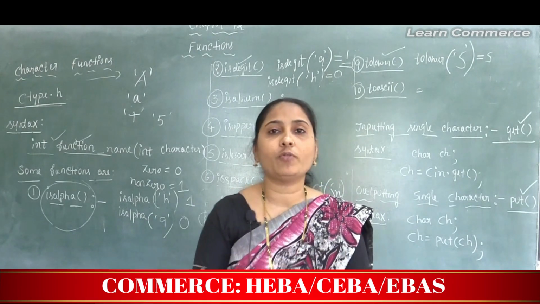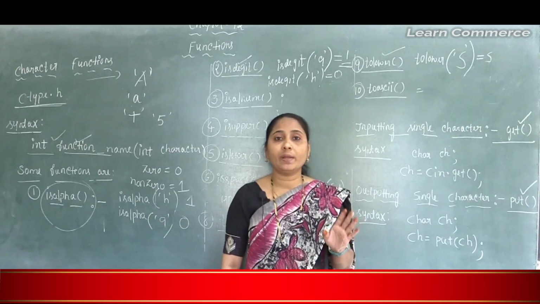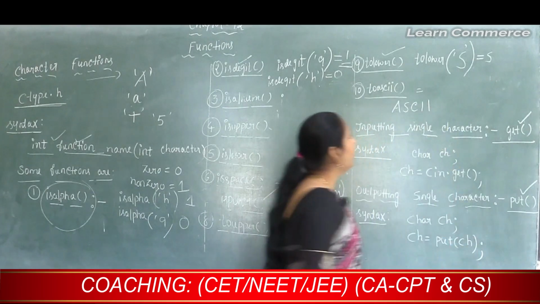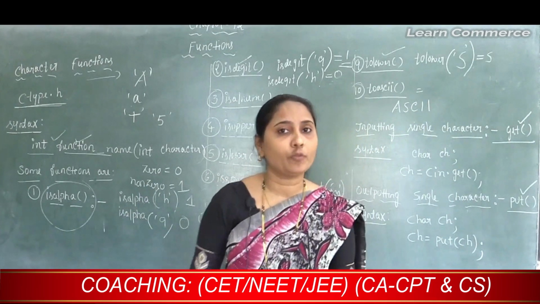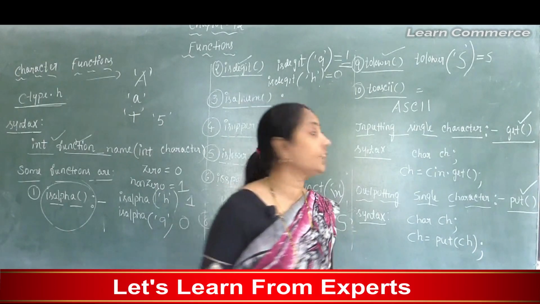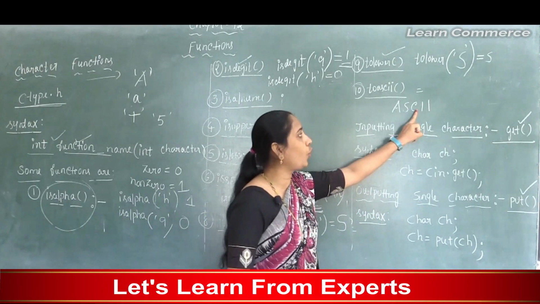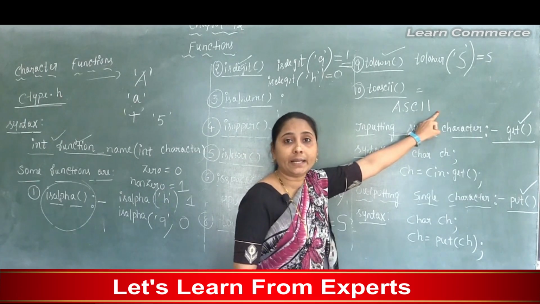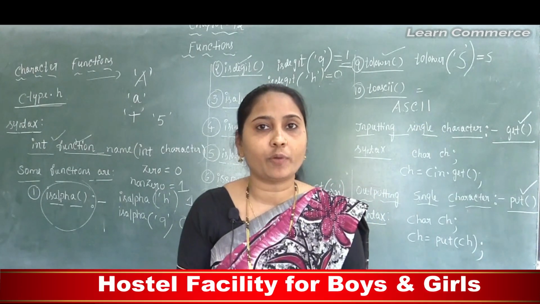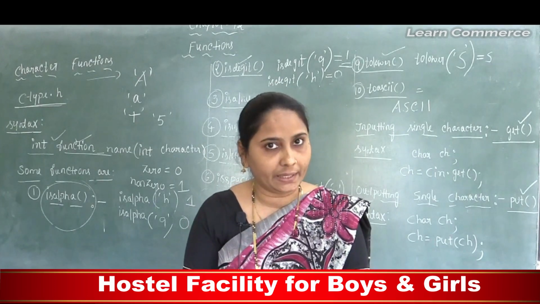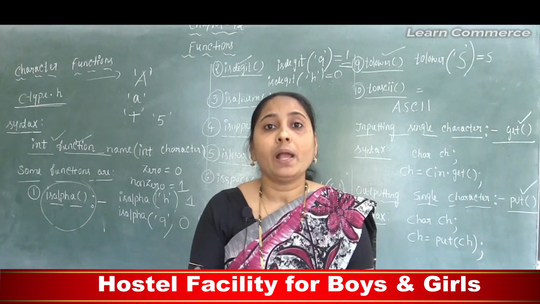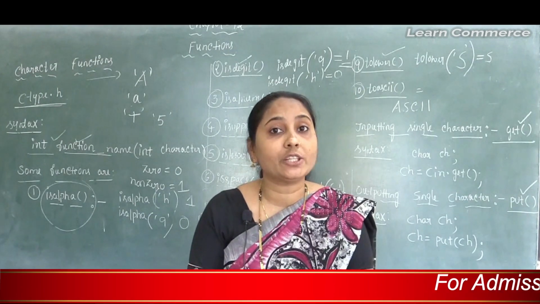As we know the full form of ASCII is American Standard Code for Information Interchange. So here the capital letters A to Z start from 65 to 90, correct? And the small letters a to z start from 97 to 122, correct?